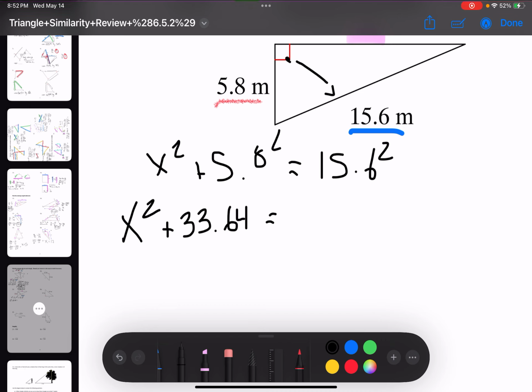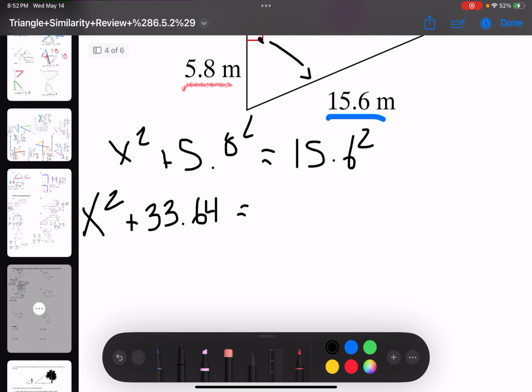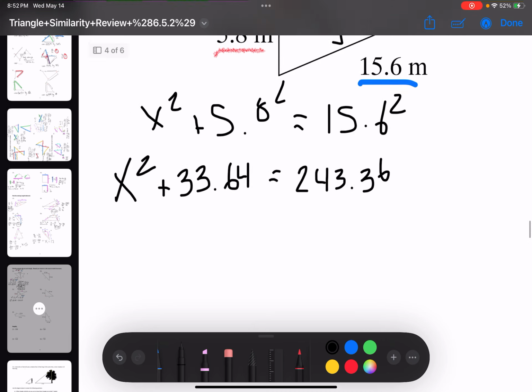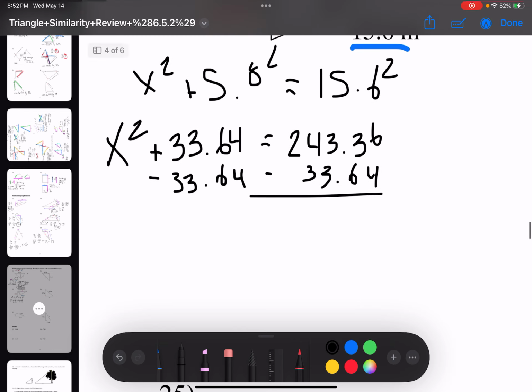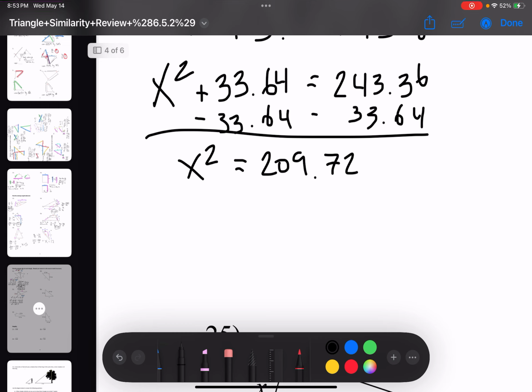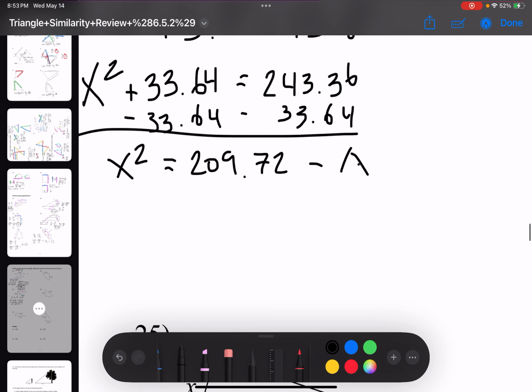5.8 squared is this. And then 15.6 squared is equal to 243.36. Now let's get this on the other side. Minus 33.64 because we're solving for x, remember? That is equal to x squared equals 209.72. And we need to get rid of the square, but this is your approximate answer.